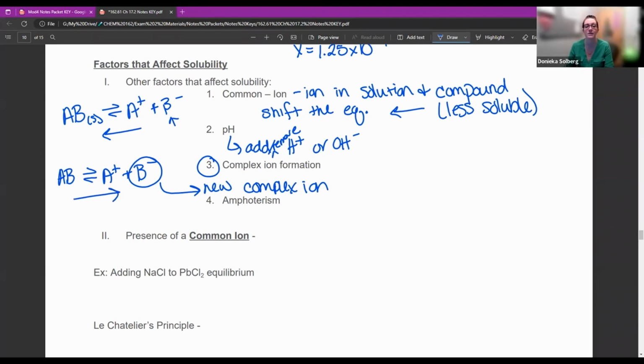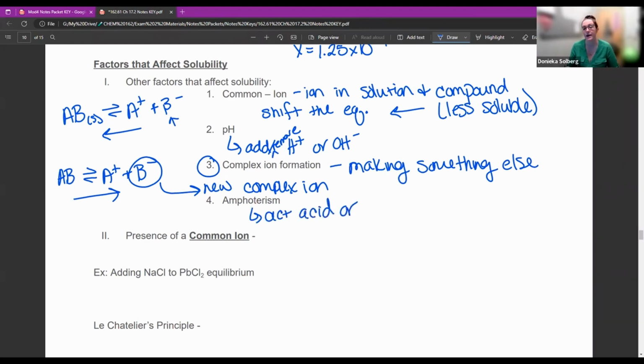So a new complex ion formation is essentially making something else, and it's usually something kind of complex. Like I said, we'll talk about that more in detail in chapter 24. And the last thing is something being amphoteric. Remember, ampho means both. Things that are amphoteric can act like an acid or a base. So we have to look at which way it's going to dissolve and how that's going to affect pH and things like that. All right, so I'm going to go into each of these individually a little bit more in depth.